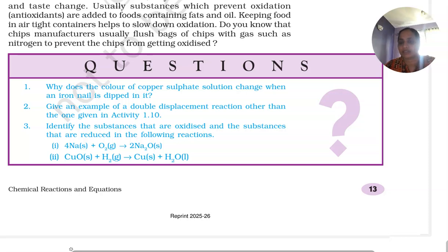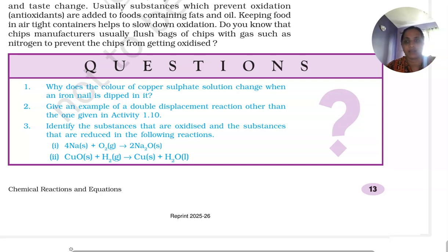Today we are discussing the textbook exercises of the Class 10 CBSE first chapter. Here today I'm going to discuss just three questions to start with. So what is the first question?